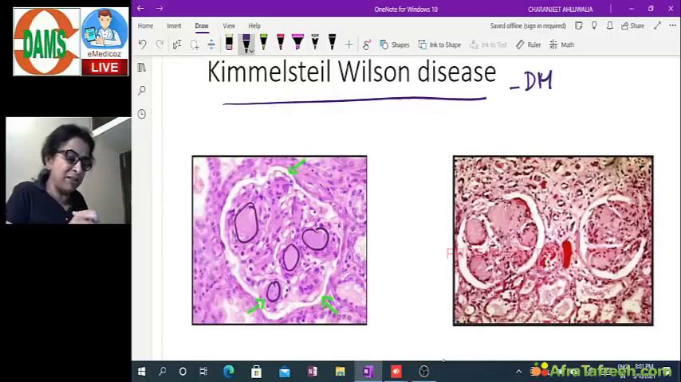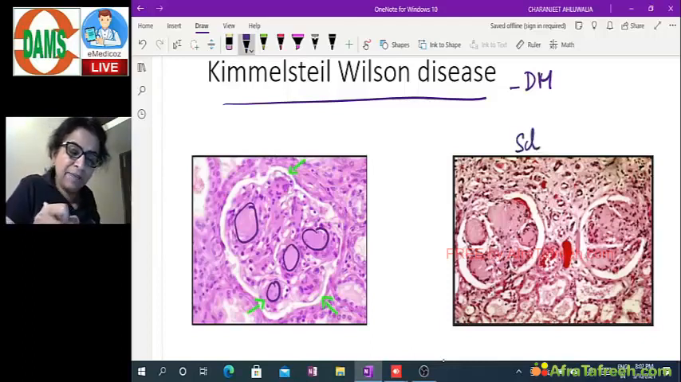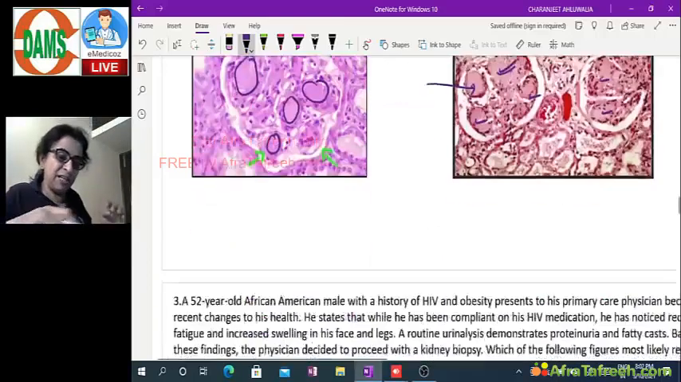This is Kimmelstiel-Wilson disease. In the mesangium of the peripheral capillary loops, this pink colored deposit forms. This is silver stain. Look here, these pink nodules. These are the nodules which you see. This is Kimmelstiel-Wilson disease.